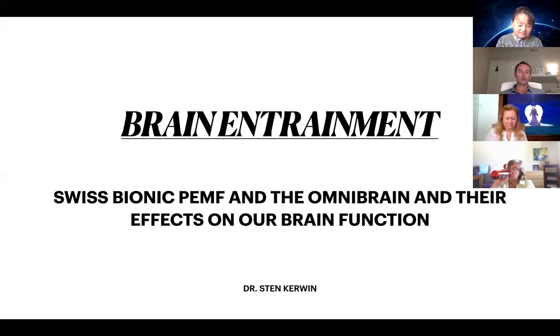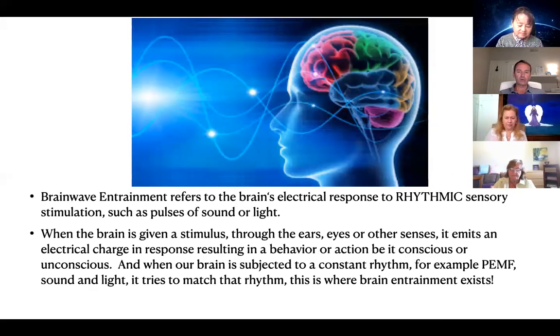Brain entrainment, for the definition, refers to the brain's electrical response to rhythmic stimulation. And that's the cool thing about it. When we talk about rhythmic stimulation in this context, we're talking about, for example, light pulses or rhythm pulses of sound. When the brain is given a stimulus, the brain reacts to that stimulus. And the way it reacts is trying to match or correspond to that stimulus to really protect the body or improve our health.